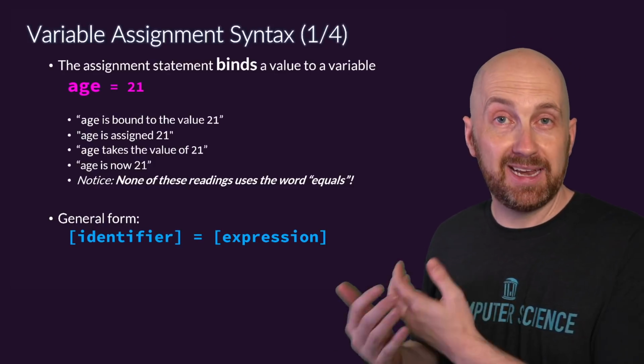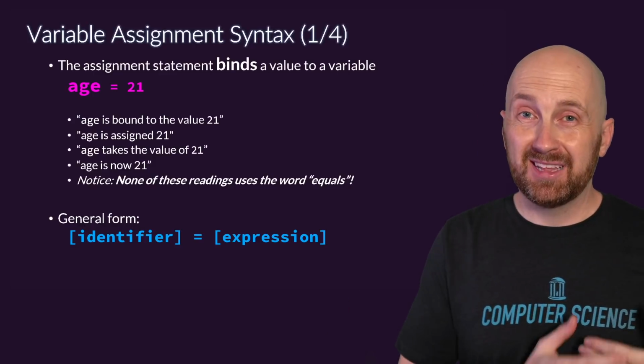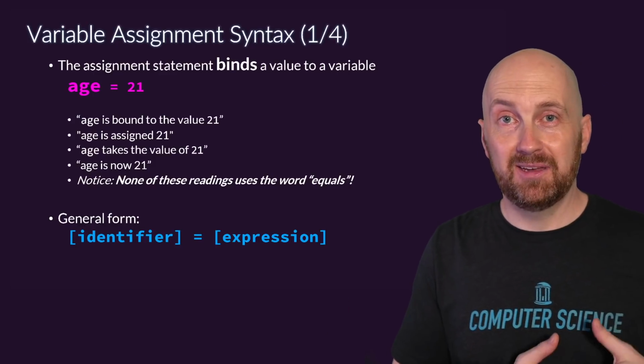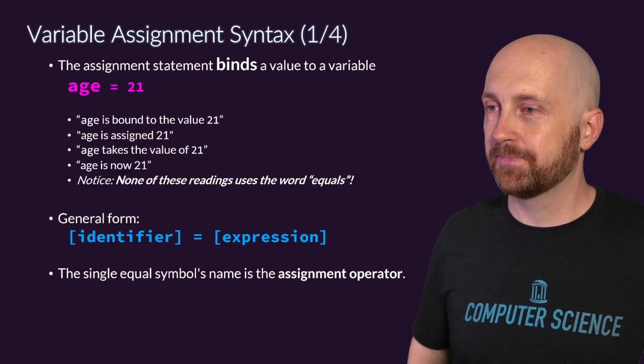The point is, you can write any expression you want on the right-hand side of the assignment operator, but the left-hand side has to be an identifier that is of the correct type to be able to hold that result and store that result.